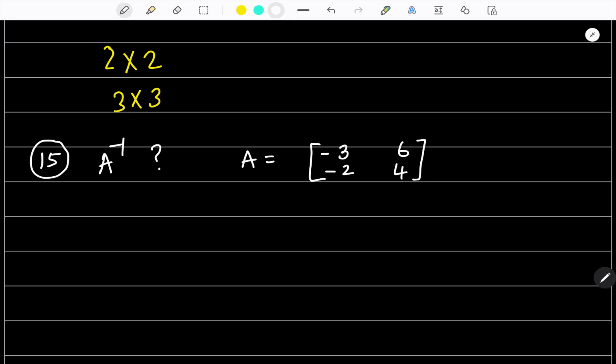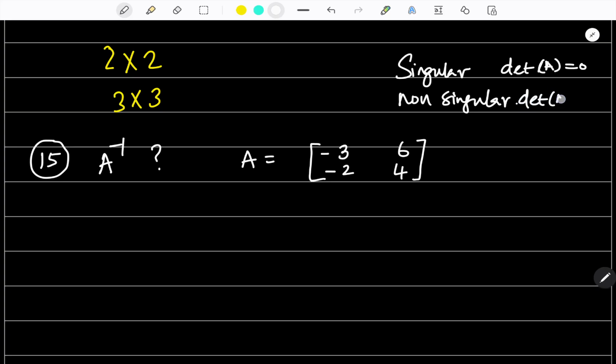Before going to this question, first you need to know two English words: singular matrix and non-singular matrix. What do you mean by singular and non-singular? If the determinant of A is equal to 0, then that matrix is called a singular matrix. If the determinant of A is not equal to 0, then that matrix is called non-singular.